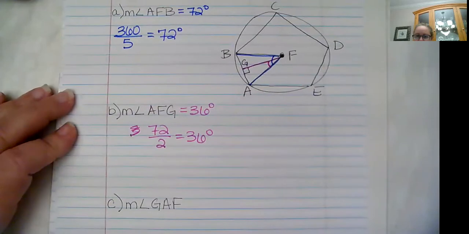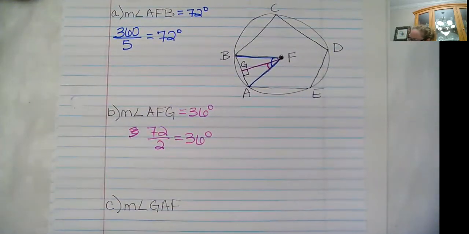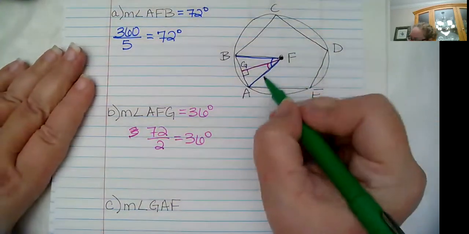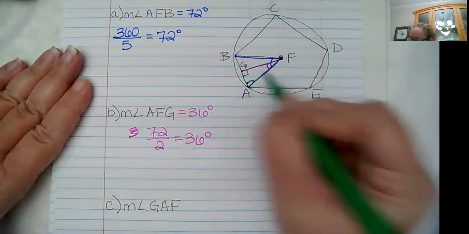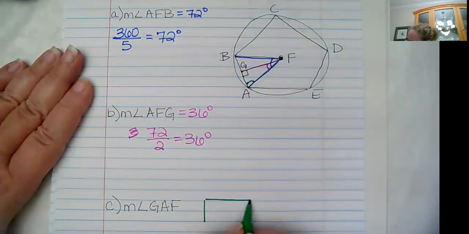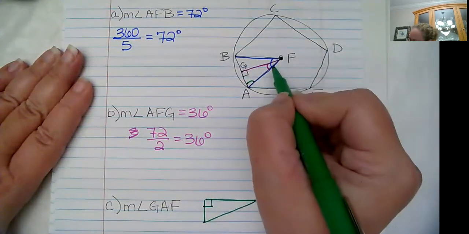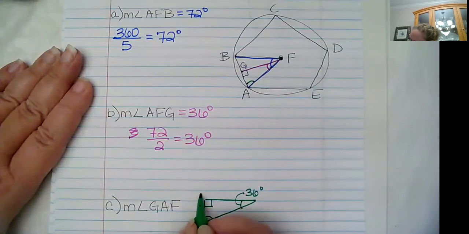So now they want us to find angle GAF. So this angle right here. Well, we can separate it and look at it as a 90-degree triangle. This is 90. We figured out this angle to be 36. We want to find this angle right here. So AGF.